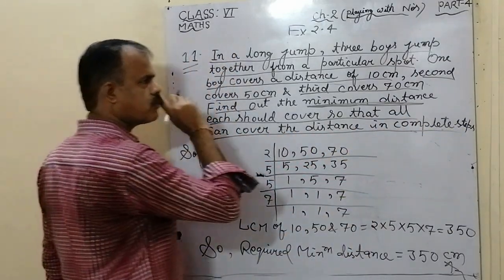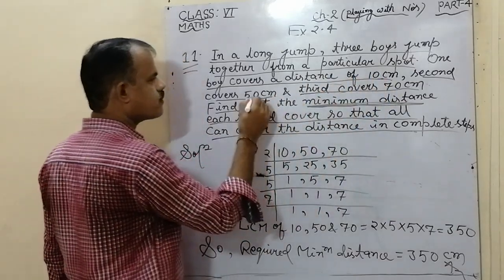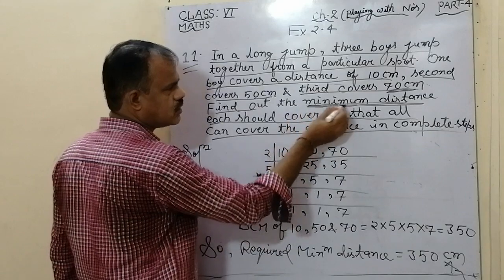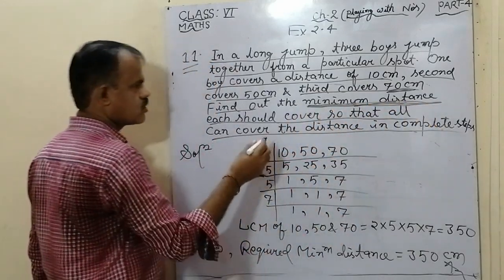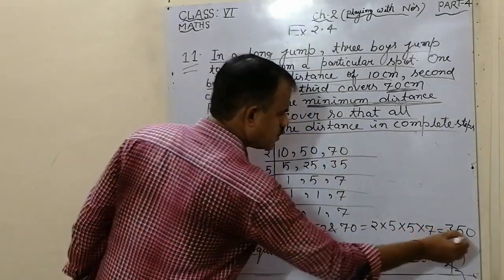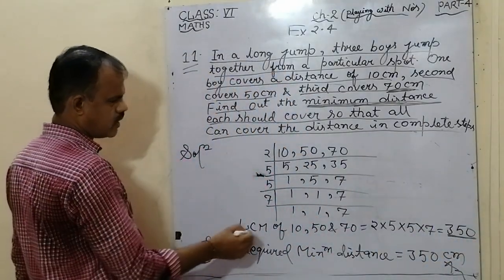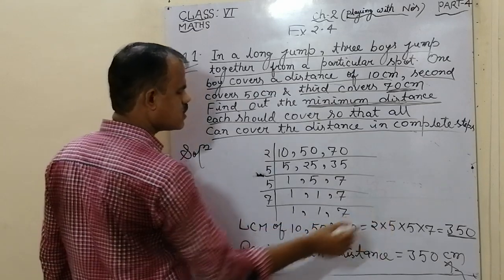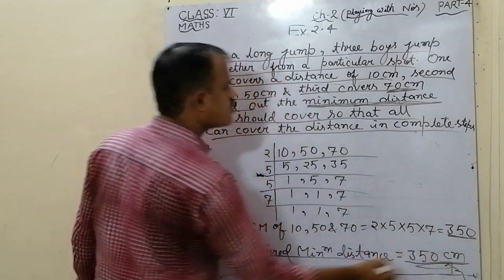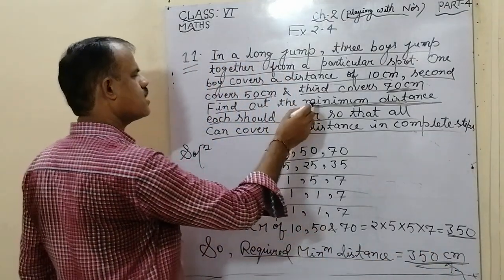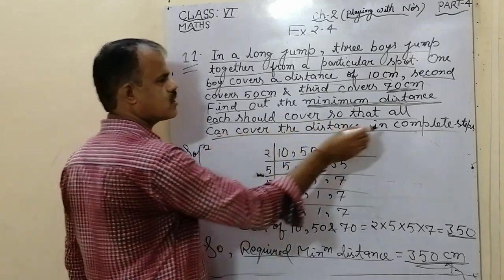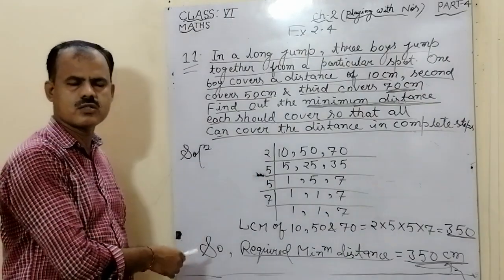So the minimum distance should be covered so that all can cover it in complete steps. So firstly we have to find out LCM of 10 cm, 50 cm and 70 cm. Why? Because it is written here minimum distance. So find out the LCM of 10, 50, 70. This is 350. So the LCM of 10, 50 and 70 is 350. So the required minimum distance is 350 centimeter. Okay student?